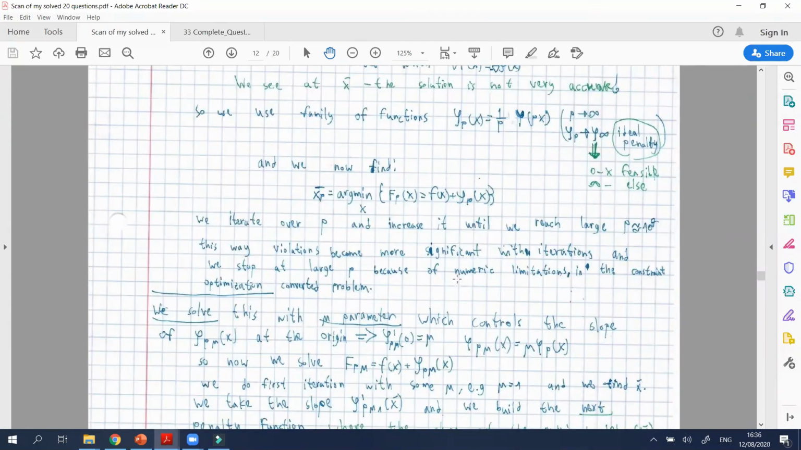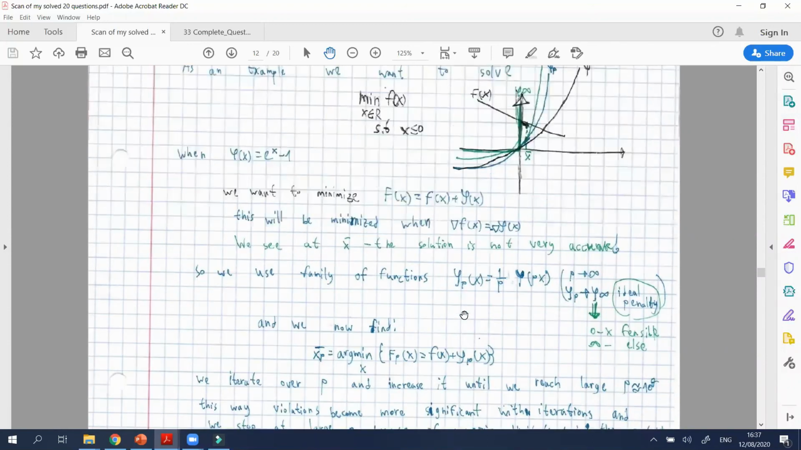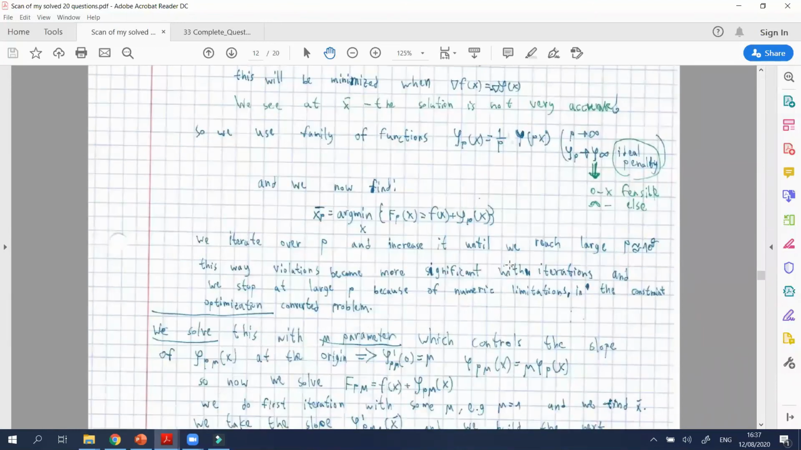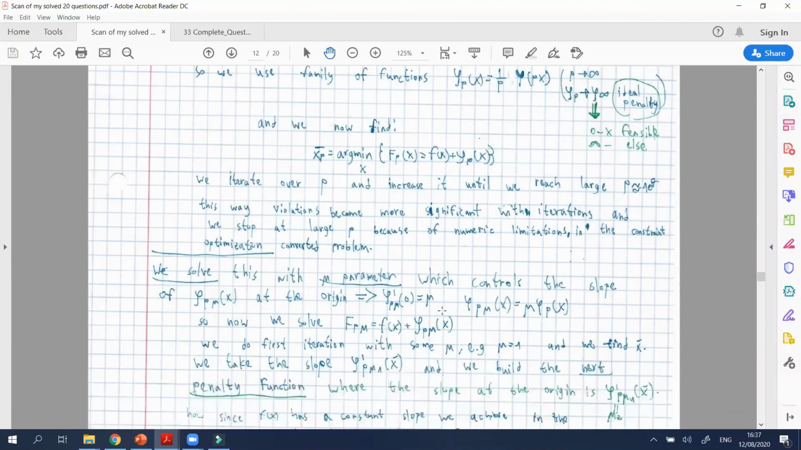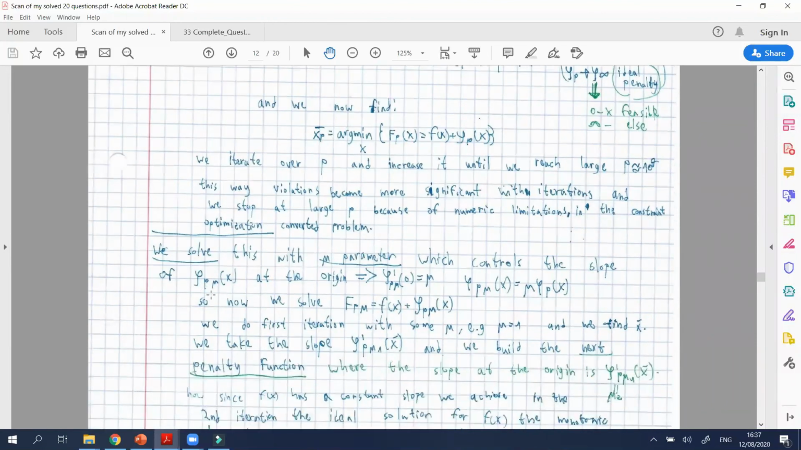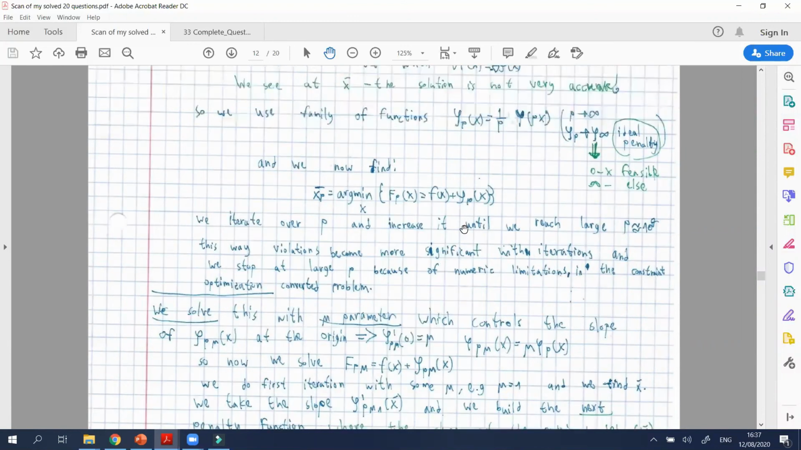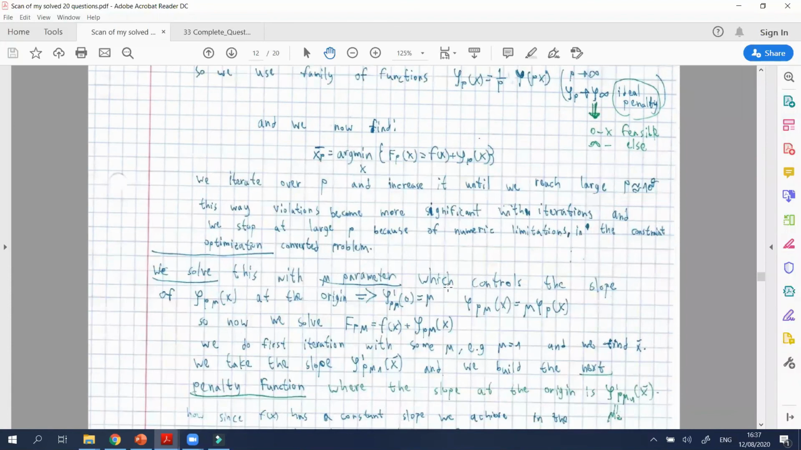But adding the mu parameter will actually control our number of iterations and create a situation where at the second iteration, we'll already get the right solution, saving us time and extensive resources. So adding the mu parameter controls the slope of phi p mu. So mu is the new parameter. We just want to make sure phi prime of p mu, which is our new function, at the origin, is equal to mu. Meaning our phi p function is multiplied by mu, and we get just the phi p mu function.